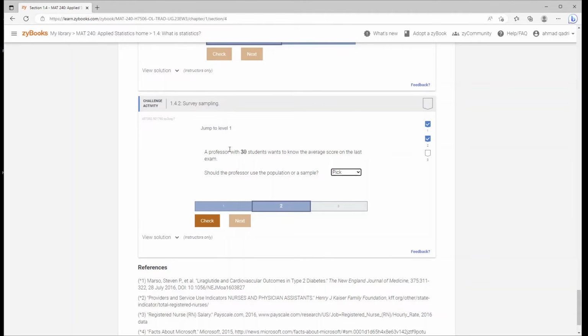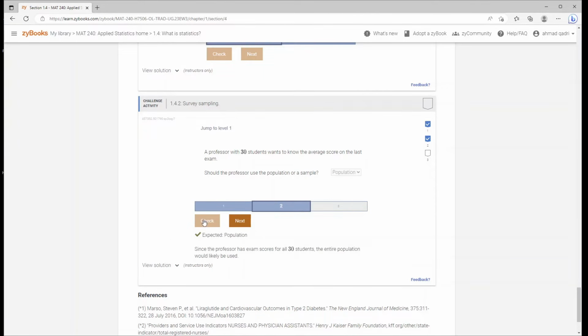The next question is, a professor with 30 students wants to know the average score on last exam. Should the professor use population or sample? Now in this statement here, the population consists of 30 students in that professor's class. A sample would have been a small sample of those 30 students. So perhaps the professor selects at random 10 students out of the 30. That would be a sample. So what's easy to do here? It's just easy to calculate the average score for all 30 students because the professor has access to them. So the professor should use the population and not the sample. And that is correct.